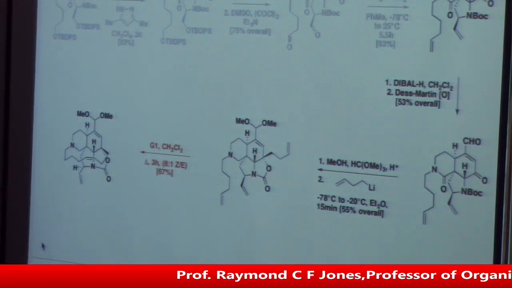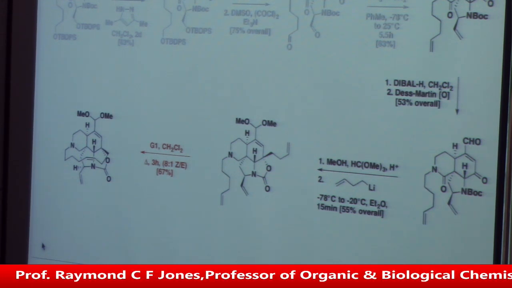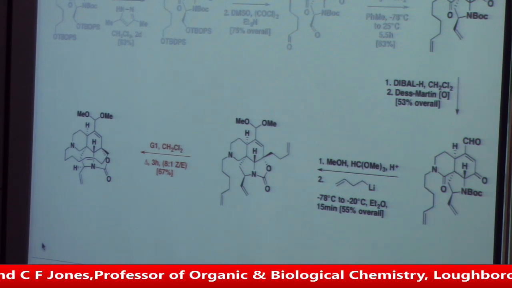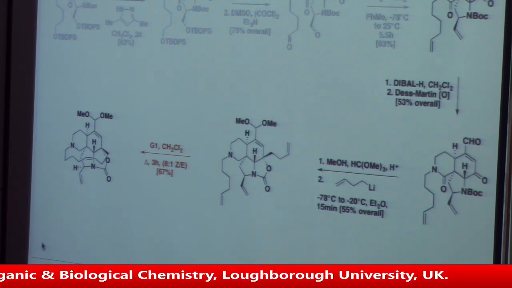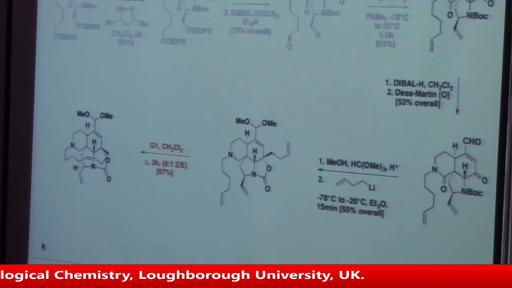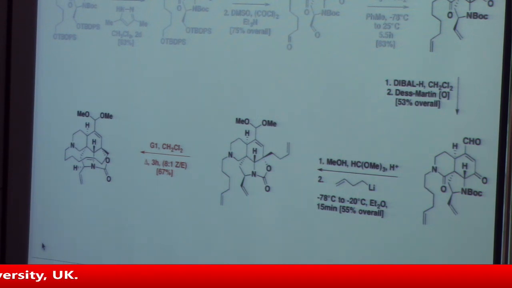So when you draw it, it looks like it's far apart, because you're trying not to draw the atoms on top of one another, but actually it is flexible enough for those two to meet. I think this is one of the remarkable things about metathesis, that it can do things like this, which look on paper a bit crazy.